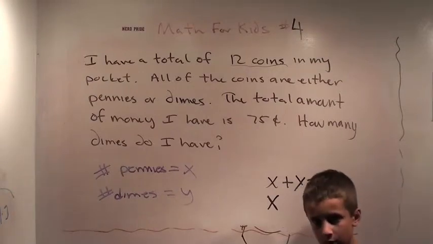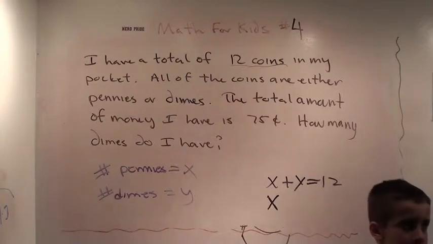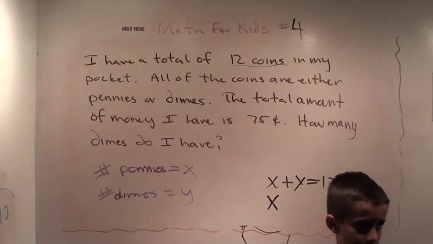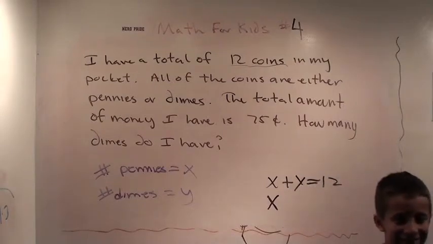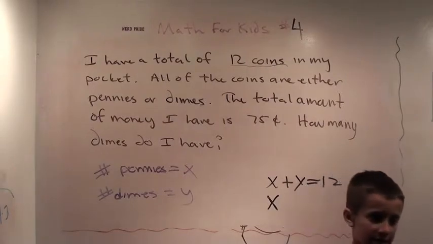So if I have Y dimes, how much money do I have? If I have 1 dime, I have 10 cents. If I have 2 dimes, I have 20 cents. If I have 3 dimes, I have 30 cents. If I have Y dimes, how much money do I have? Y 0 cents. Okay, what does that mean? What does it mean when you add a 0 at the end? Times 10. Y times 10. So write 10y.